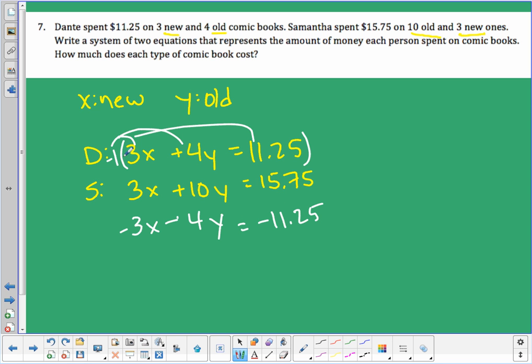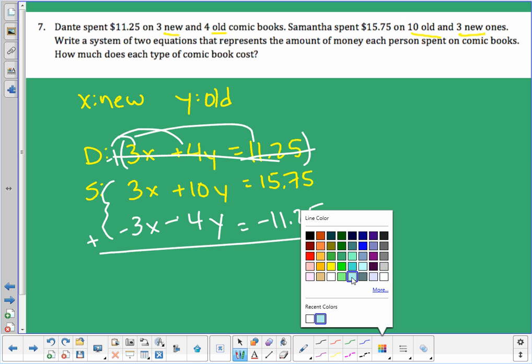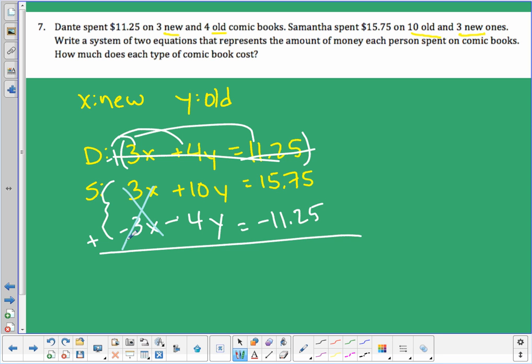So I'm done with that equation. And now I'm looking at this system and solving it. Your x terms are going to drop out. Your y terms are going to be 6y is equal to $4.50. Divide by the 6, and you get y is equal to 75 cents. All right, so there's one.